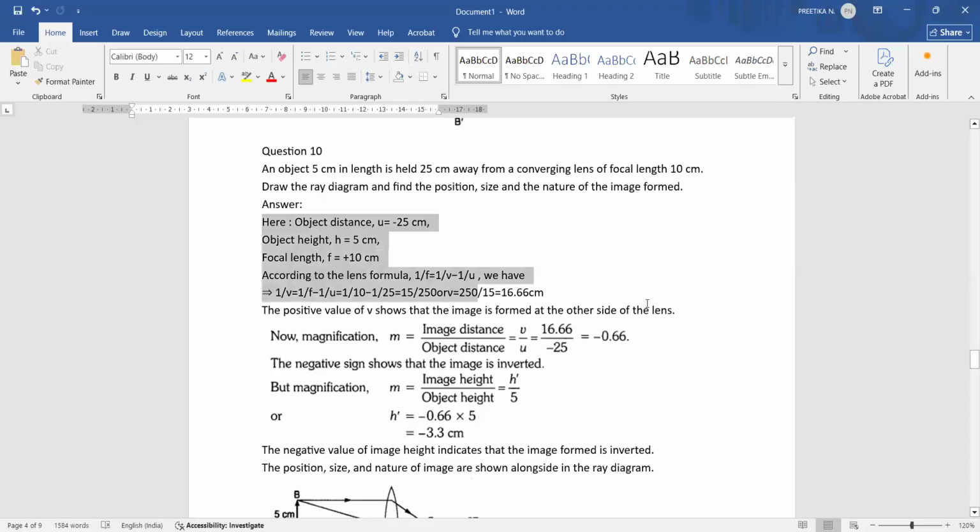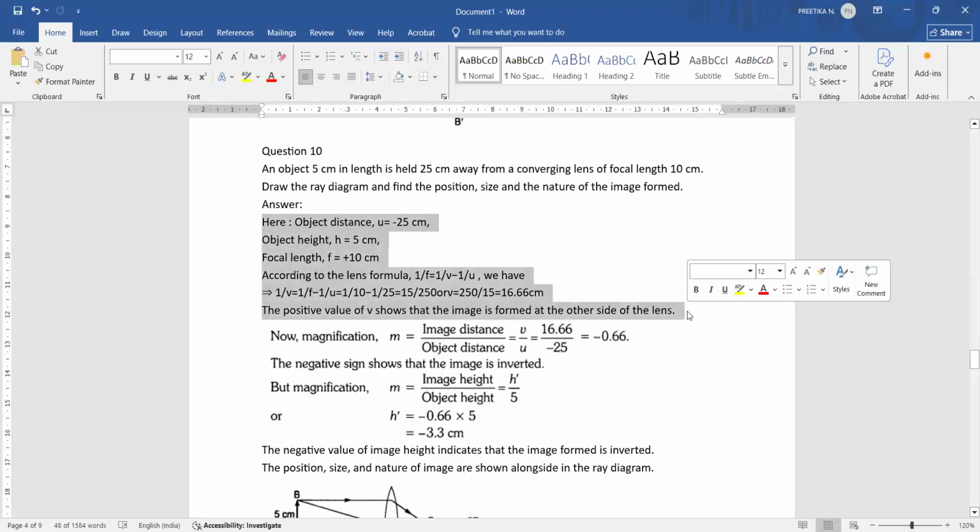So ultimately you will simply use the lens formula, which is 1 by f is equal to 1 by v minus 1 by u. When you put down all the values and solve it, you will get your image distance as 16.66 centimeter. Do that much portion only, then I'll be moving forward.